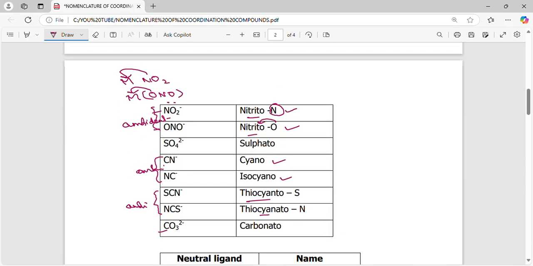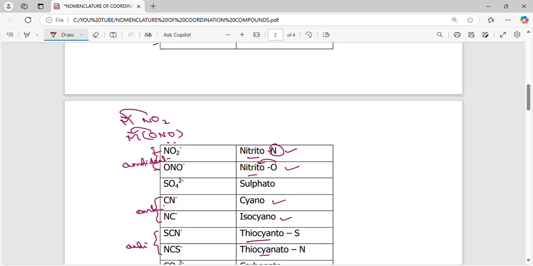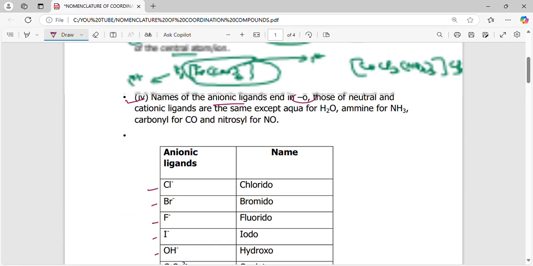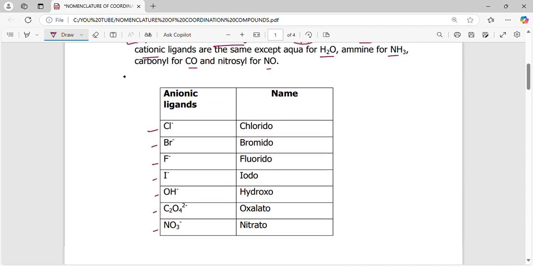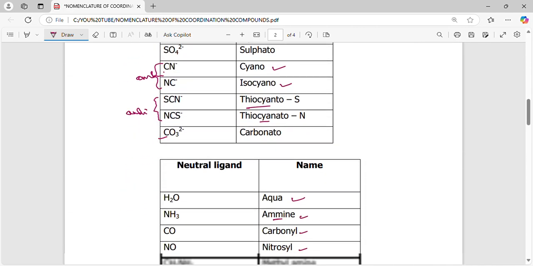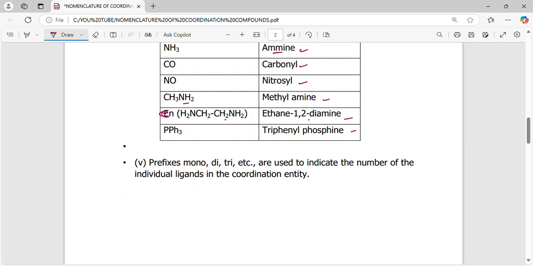I'll be attaching this sheet along with my video, so you have to go through this table also. So that is the fourth rule. Anionic ligands end with the letter O, but the cationic or the neutral ligands have no change, like water, ammonia, which are written as aqua, ammine, carbonyl, nitrosyl, etc. So I hope you understood that rule.